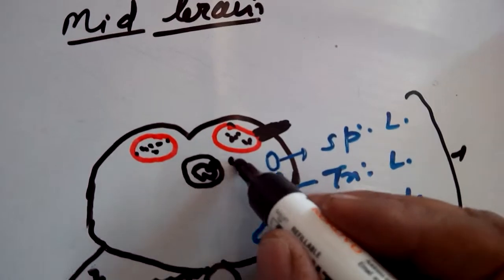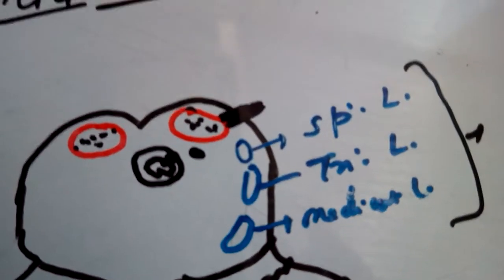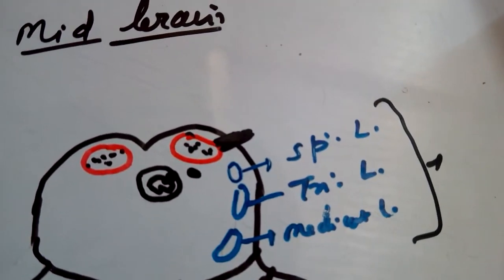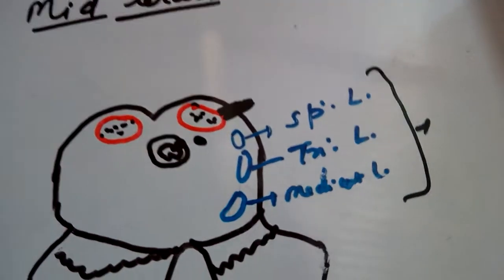Here is a small nucleus in front of the superior colliculi. This is the pretectal nucleus. It was not present at the level of inferior colliculi, and this nucleus is related to the pupillary reflex, the light reflex and the consensual light reflex. Lesion of the pretectal nucleus leads to Argyll Robertson pupil, in which the light reflex is lost but the accommodation reflex remains intact.